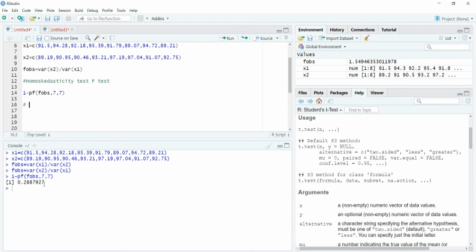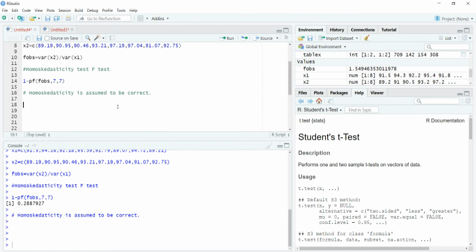Homoscedasticity is assumed to be correct. There is no significant evidence against the homoscedasticity. As we now consider that homoscedasticity is true, we are going to perform the pooled t-test.